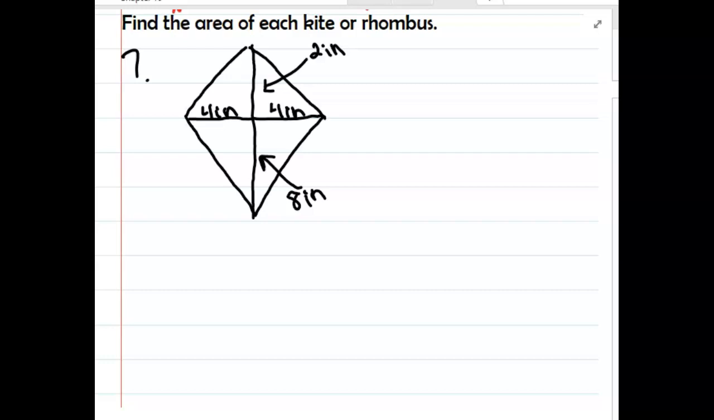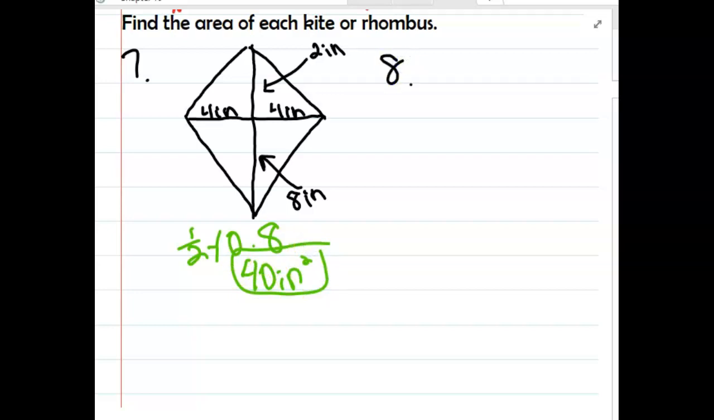They give me each piece, so what is the entire vertical diagonal? 10, 2 plus 8, times, what's the horizontal diagonal? 8. You have to take half of that. So half of 10 times 8 would be 40 inches squared. It also works the same way for a rhombus.